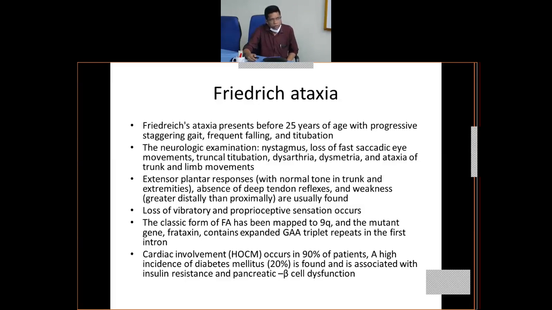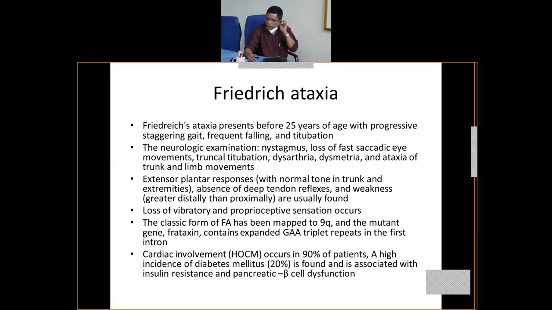You will get extensor plantar but absent reflexes, loss of posterior column function, and the genetic link is to the long arm of chromosome 9, and there is triplet repetition with GAA. What is more important is cardiac involvement, which occurs in 90% of cases, and a high incidence of diabetes mellitus is found with insulin resistance and pancreatic beta cell dysfunction.